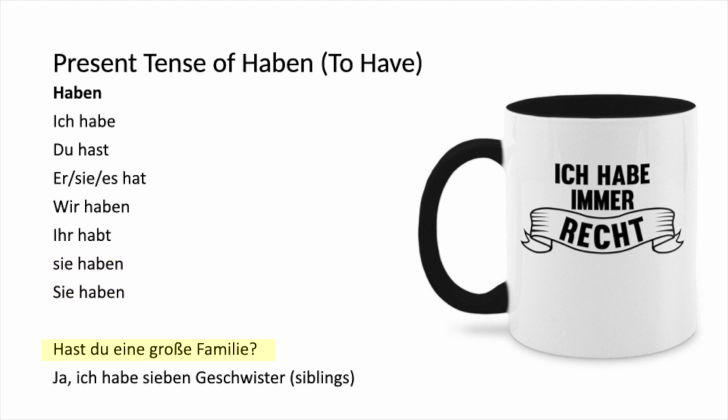Hast du eine große Familie? Hast du eine große Familie? Well, we know some of these words. Du hast is you have in the informal singular sense. And the inversion that places the verb before the subject tells us this is a question.